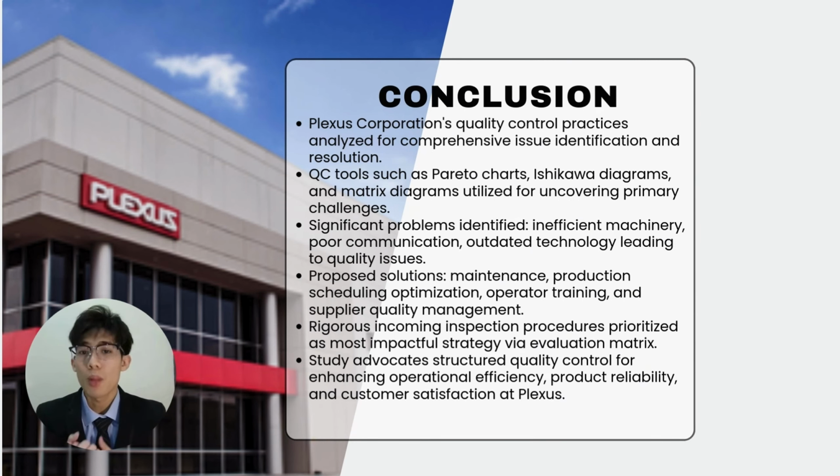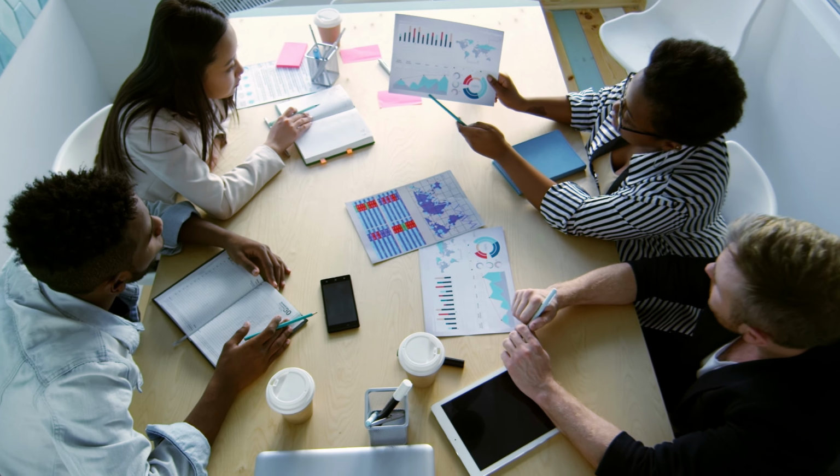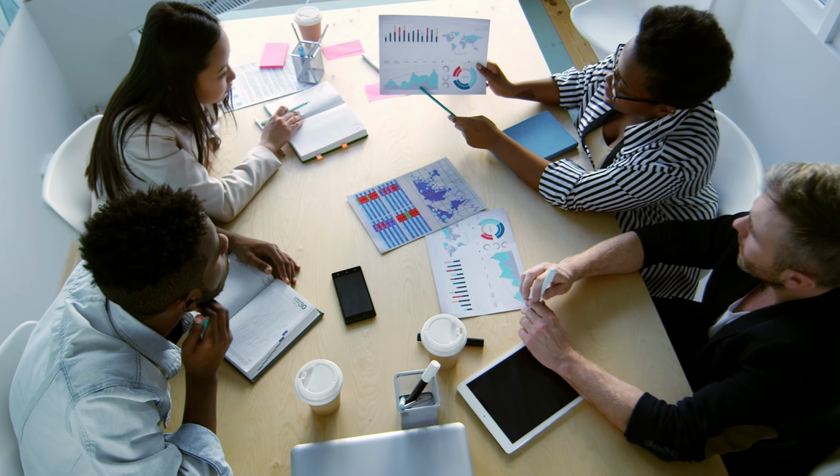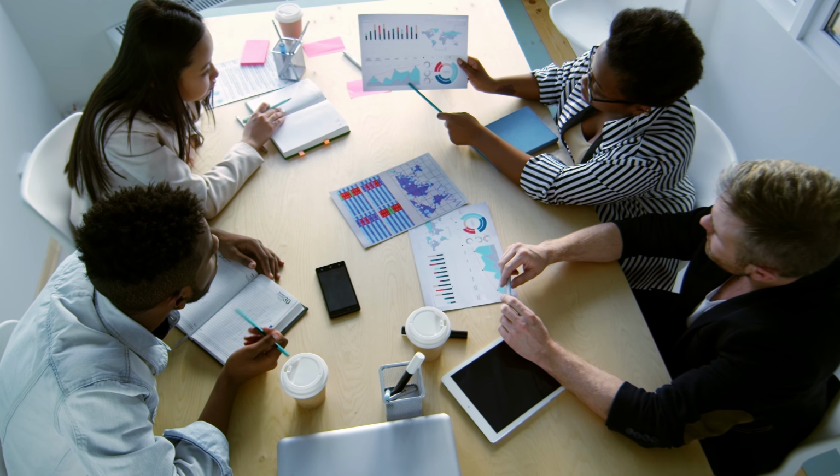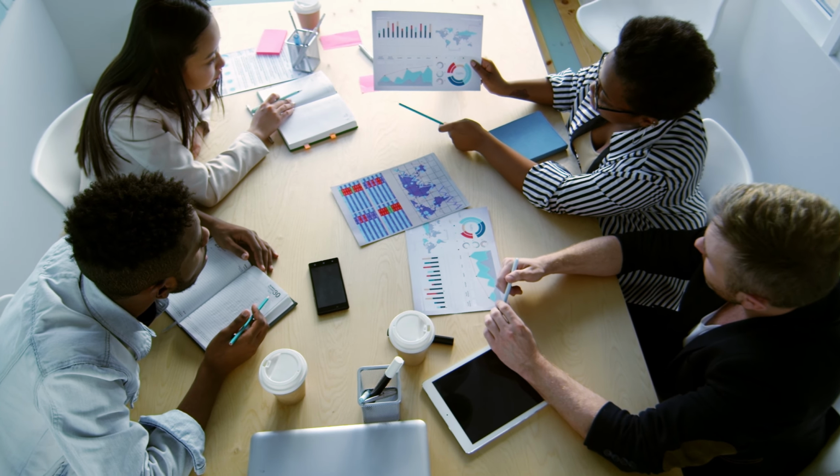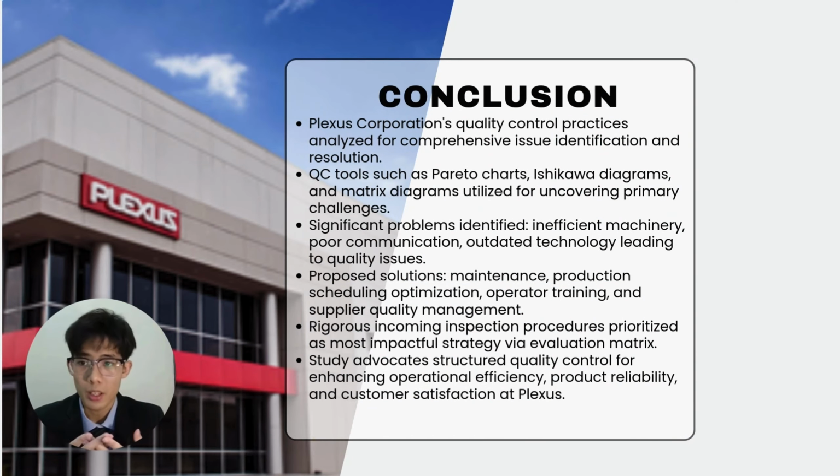Firstly, the detailed analysis of Plexus Corporation's quality control practices has provided us with a comprehensive understanding of the primary challenges within their manufacturing processes. By utilizing various quality control tools such as Pareto charts, Ishikawa diagrams, affinity diagrams, interrelationship diagrams, tree diagrams, and matrix diagrams, we systematically uncovered and categorized the primary issues faced by the company.